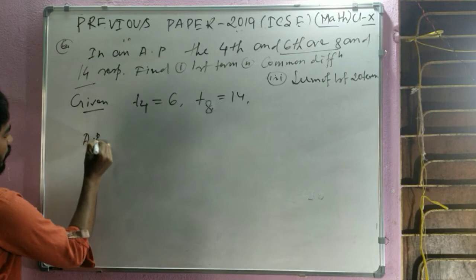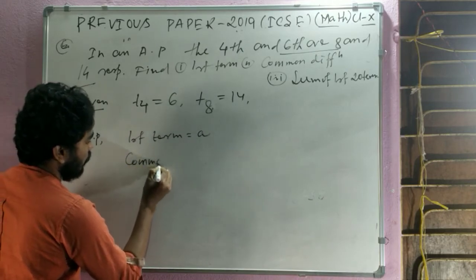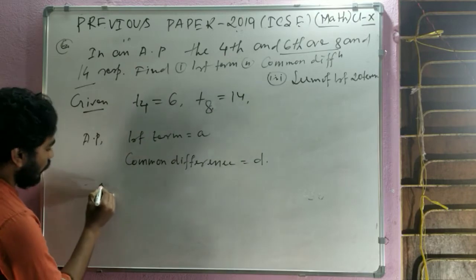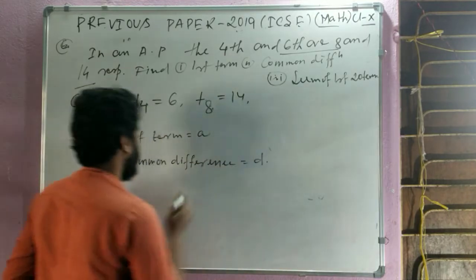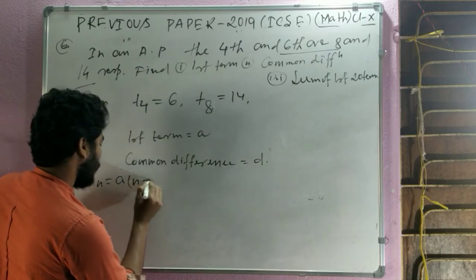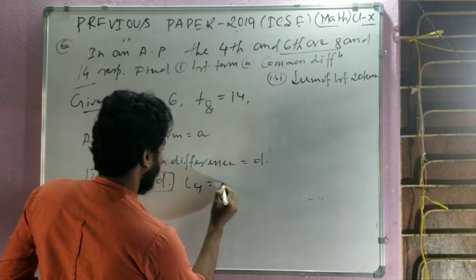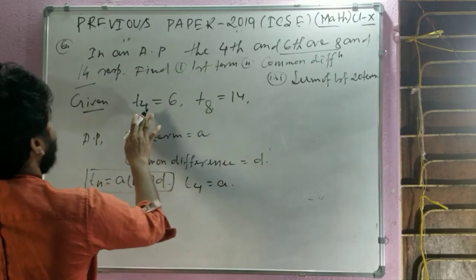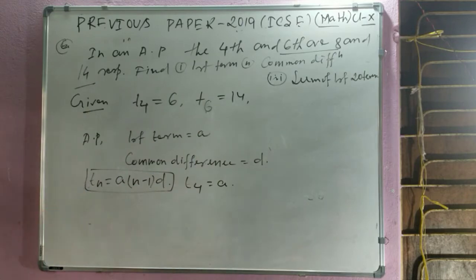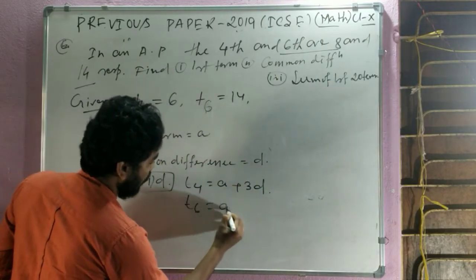Let the AP have first term equal to A and common difference equal to D. So we know the formula Tn equal to A plus n minus 1 into D. This is the nth term formula of an AP. T4 equals A plus n minus 1 into D, so this means A plus 3D. And T6 is A plus 5D.